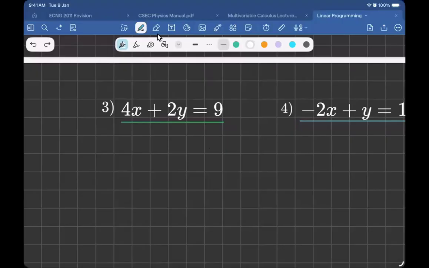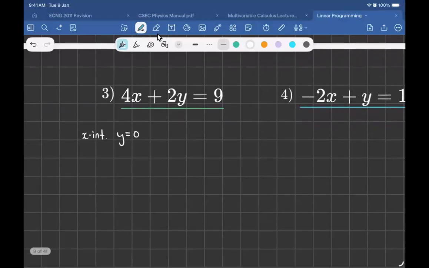Right. Let's find the x-intercept first. What do we know about the x-intercept? That y is equal to 0. Right, tell me what to do next. You fill in 0 for y. So tell me what to write. 4x plus 2y equals 9. Yeah, you could say equal because 2 by 0 is 0.